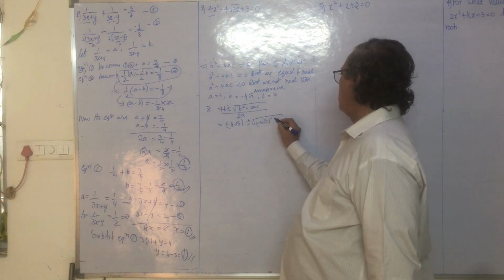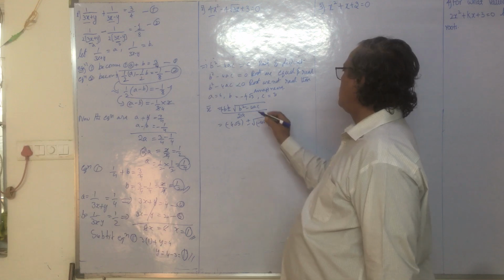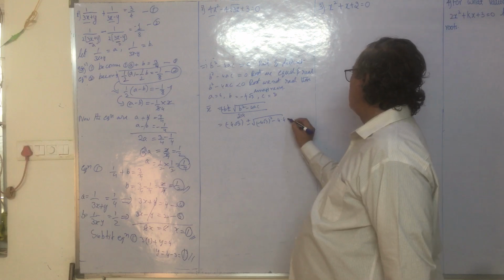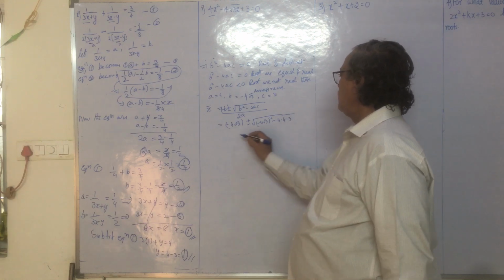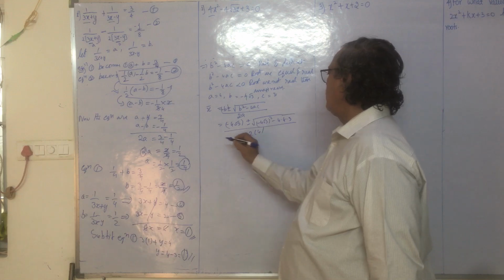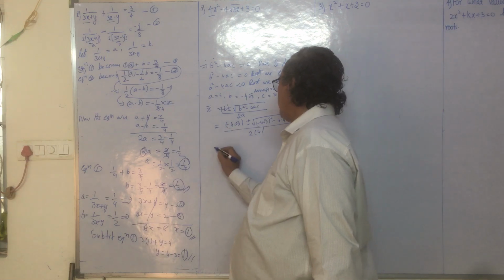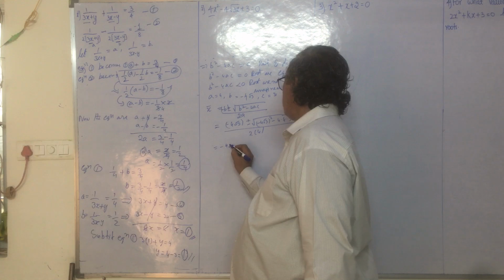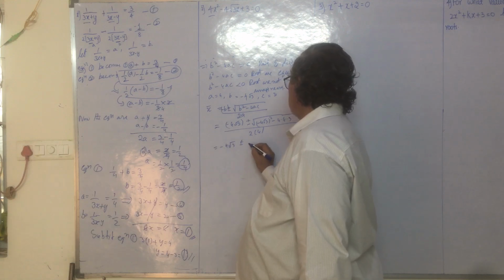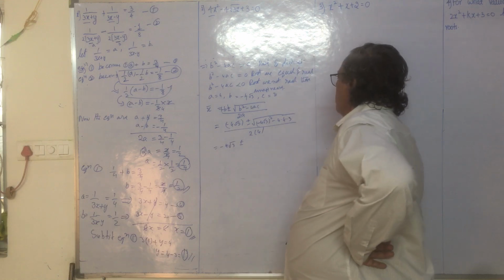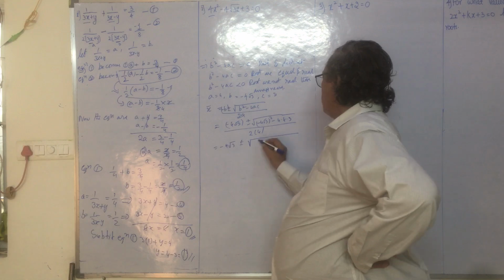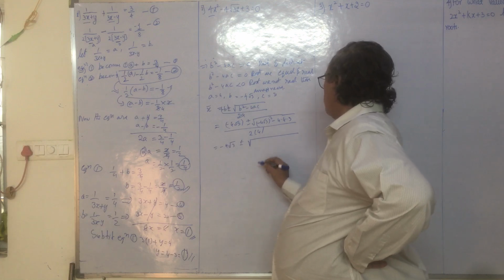root 3 square minus 4 into a, which is 4, into c, which is 3, all by 2 into 4. Then what will come? The answer is minus 4 root 3 plus or minus root 0. What will this become in this problem?